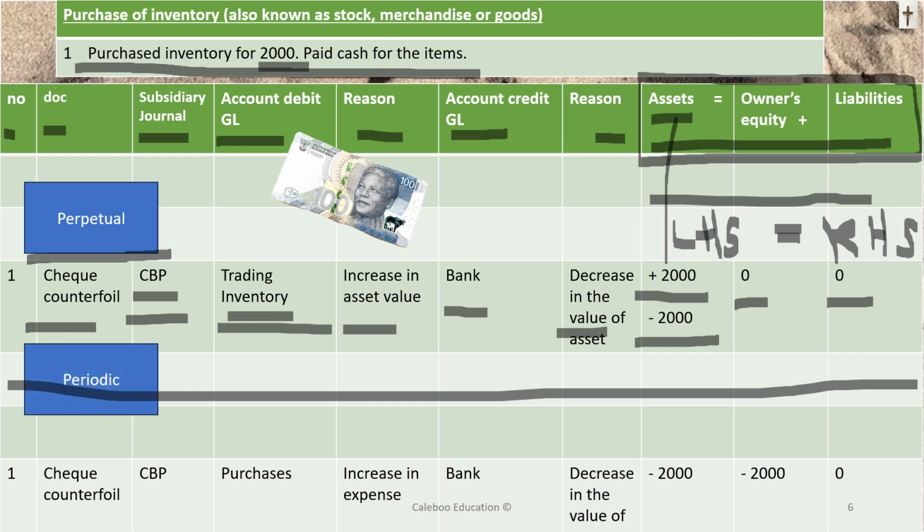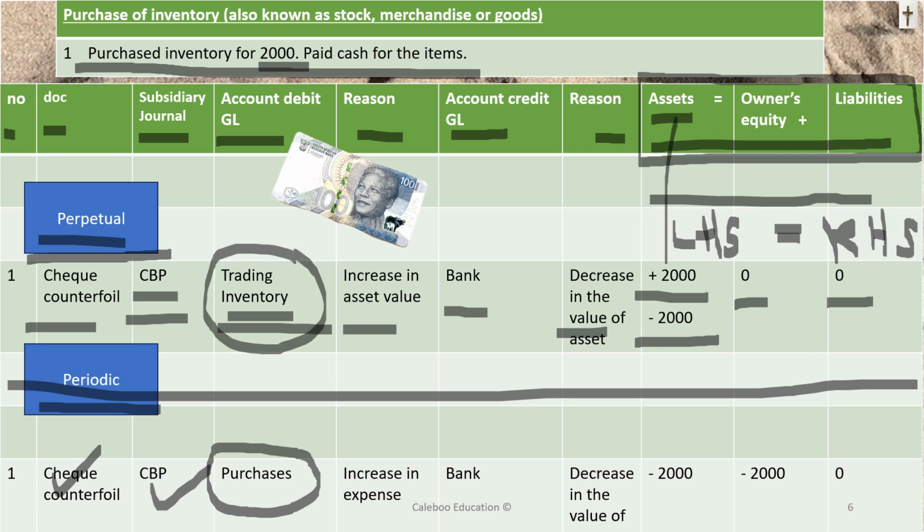Let's have a look at the periodic inventory system. So it's the same. The document is the check counterfoil, cash book payments, and the major difference with this transaction is this: in the perpetual, the account that was debited was trading inventory. In the periodic inventory system, the account that was debited was purchases in the general ledger. And why was it debited? Increase in expense. And the same for both the perpetual and the periodic: bank was credited, decrease in asset.